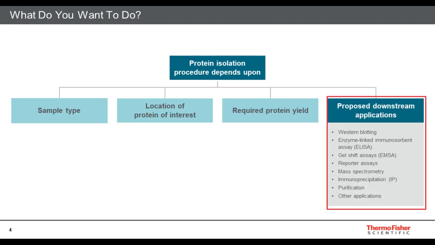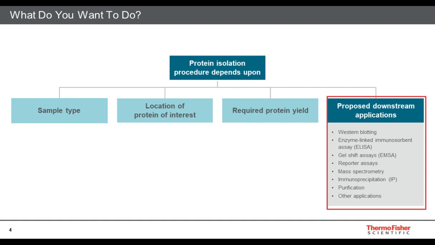So, how do you start? The protein preparation procedure you choose is largely dictated by the nature of the sample, by the cellular location of the protein you're isolating, how much protein you need to perform your assays, and most importantly, the identity of those downstream assays and applications. So what do you want to do with your protein in the end?